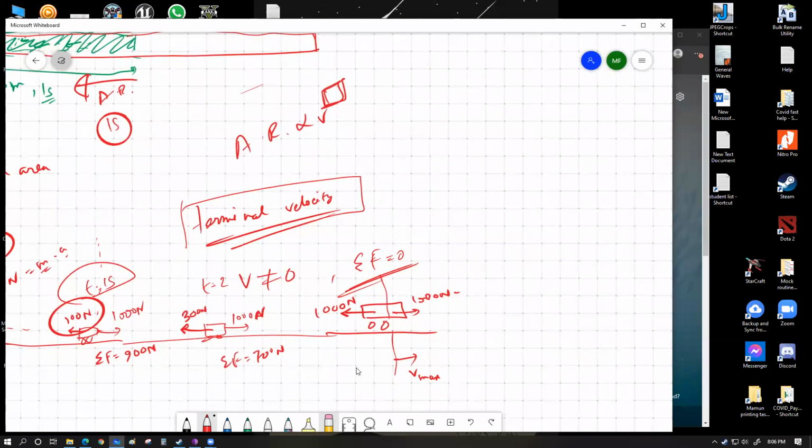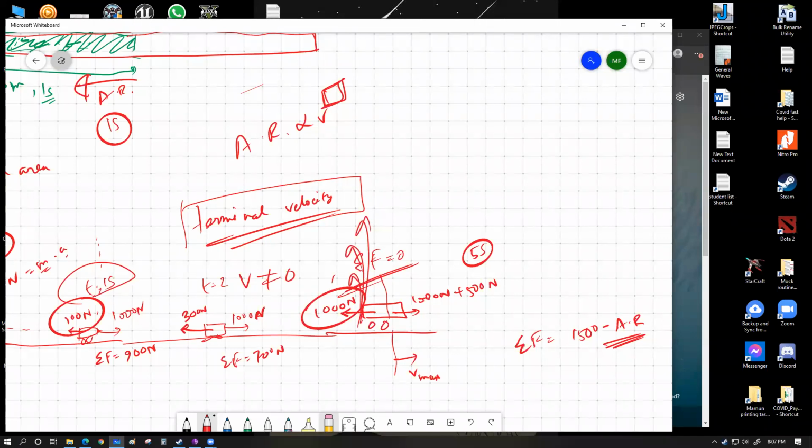Let's say the NOS adds another 500 Newton to the car's movement for the next 5 seconds maybe. So for the next 5 seconds, the car is going to keep moving forward by the resultant force, which would be the 1500 minus the air resistance. I'm not writing a fixed value over here, because as the car speeds up, this 1000 Newton will go higher and higher. So the backward force will simply become larger.